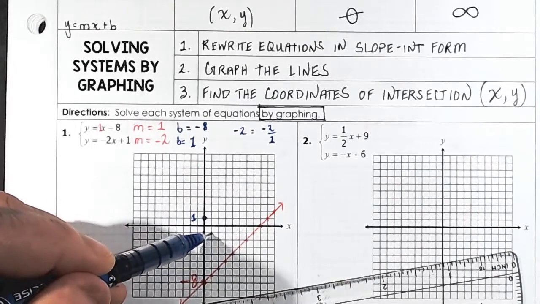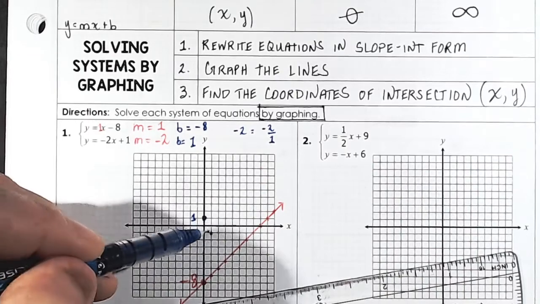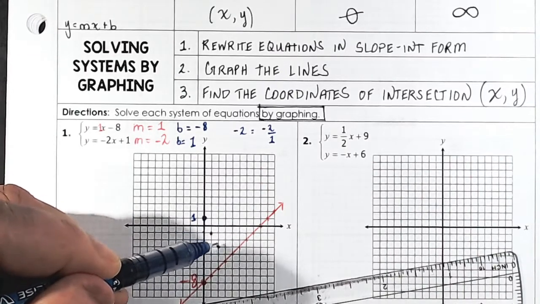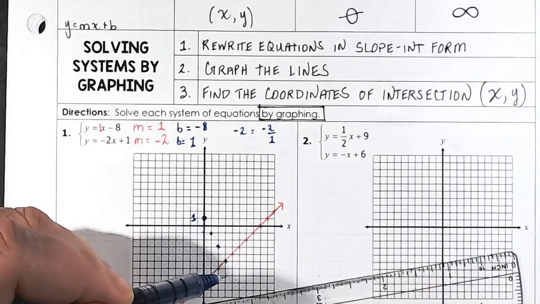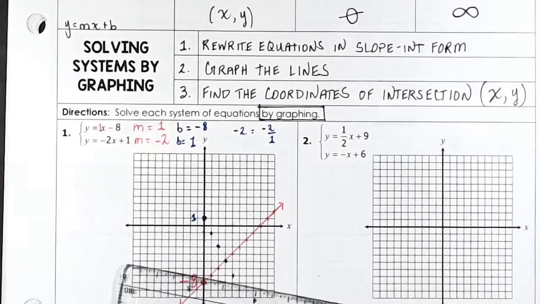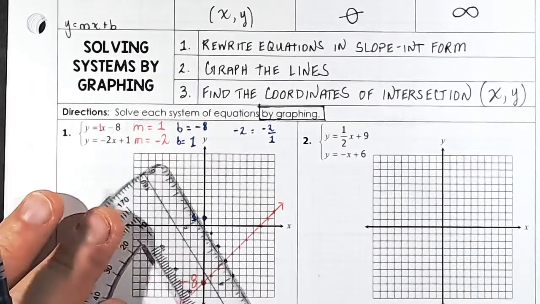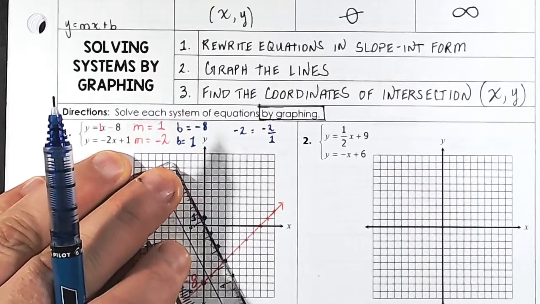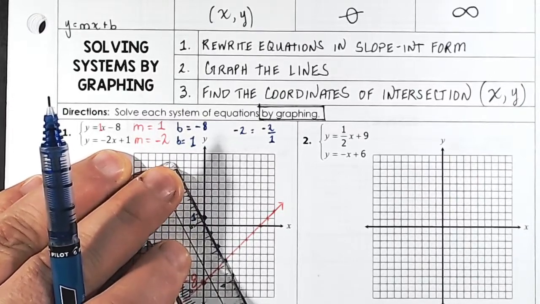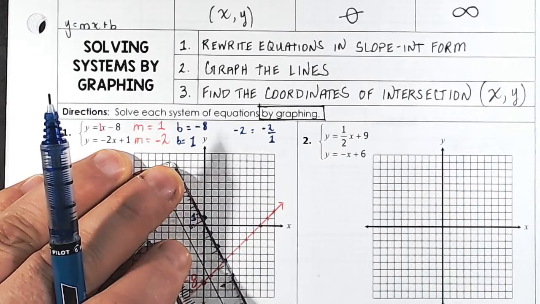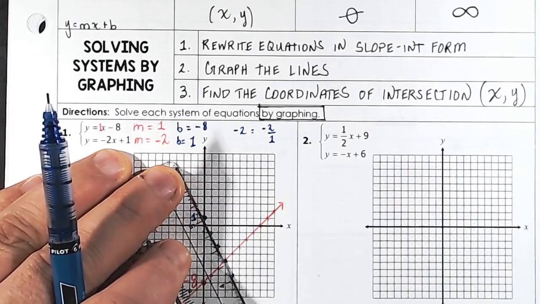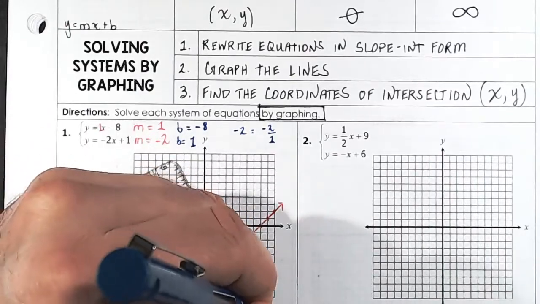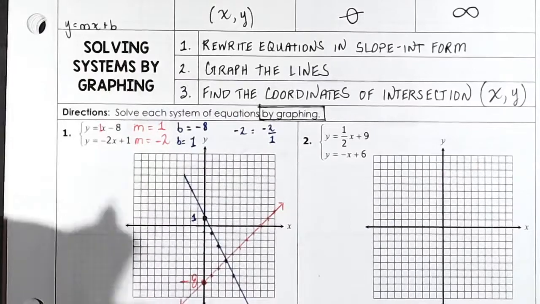Okay, and I'll do it again. Starting at that point I just drew, I'll go down 2 again, down 2, over 1. Down 2, over 1. I'll do that a few times until I'm really sure that when I put my straight edge on it, I'm going to draw the correct line. So now, line up your points as best you can, and then go in there and draw your line.